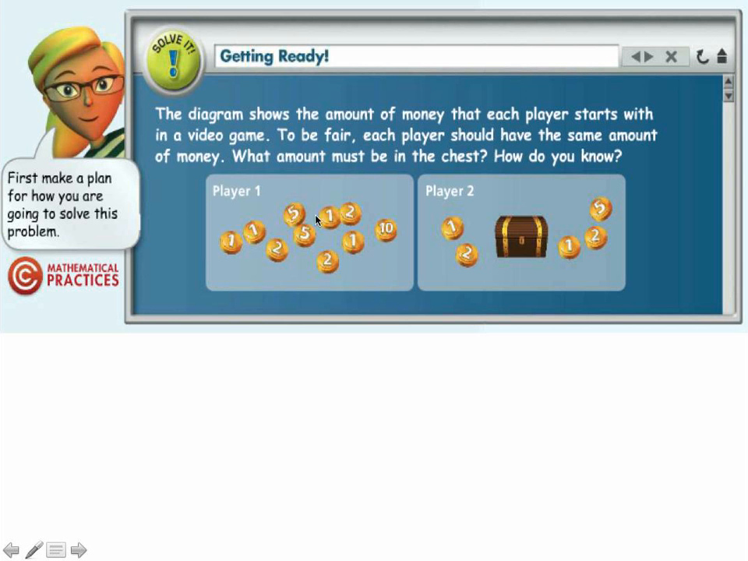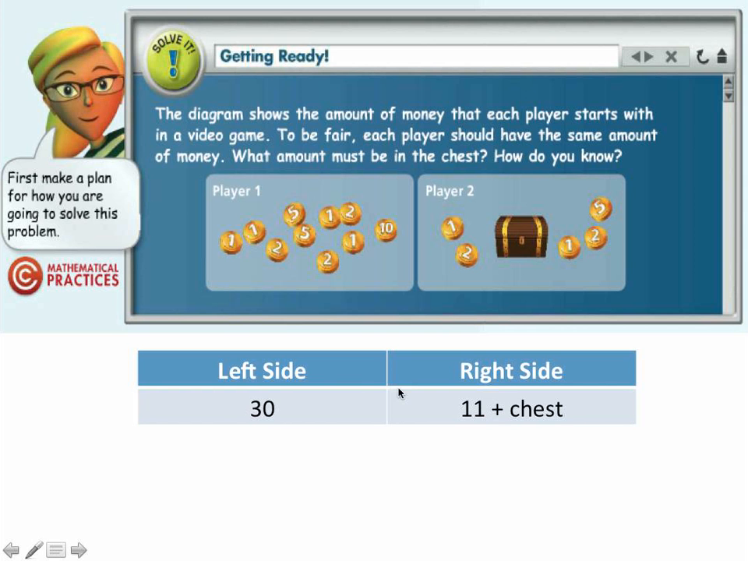Well, if we look at the left side over here, player 1 has a total of 10, 20, 30 coins, and then if you look over here, player 2 has 5, 7, 8, 10, 11 coins plus whatever is in the mystery chest. So really, if we make a little table, the left side has 30 and the right side has 11 plus whatever's in the chest. So using my math skills, I could just make an easy equation. I want the left side to be the same as the right side, so 30 has to equal 11 plus C. So 11 plus what number makes 30? Well, obviously C would be 19, because 11 plus 19 makes 30. So the chest must be worth 19.